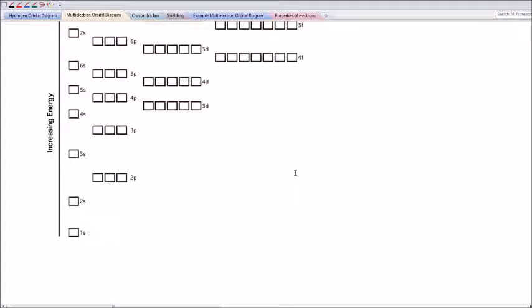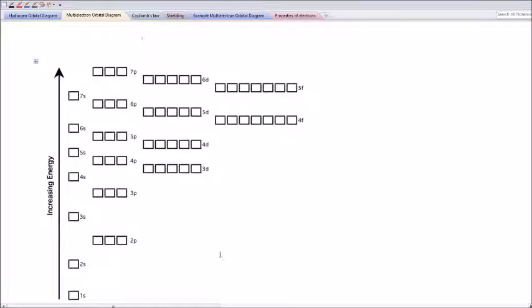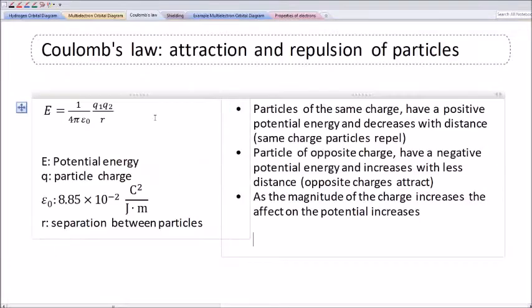And so here we have an orbital diagram of a multi-electron atom, where if n is equal to 2, then your s and your p orbital have different energy levels. And this is because there's more than one electron, and the electrons do interact with each other. According to Coulomb's law, there is an attraction and repulsion between particles. If there are particles of the same charge, meaning negative negative or positive positive, then the potential energy is positive and decreases with distance. If particles have the same charge, then they repel one another.